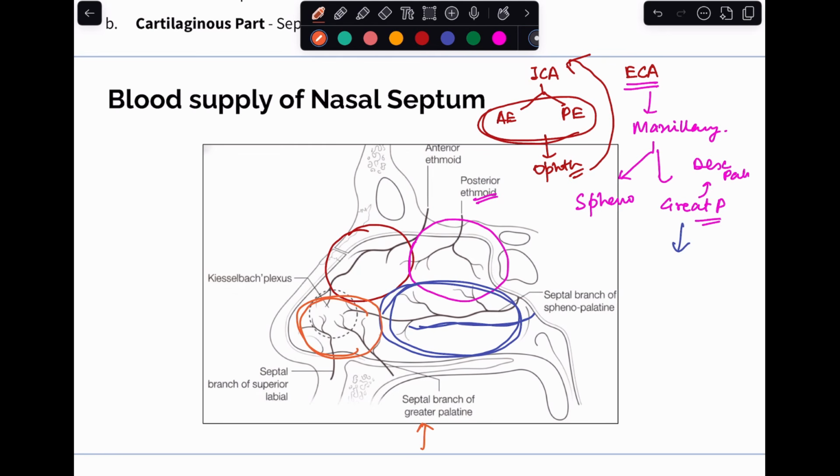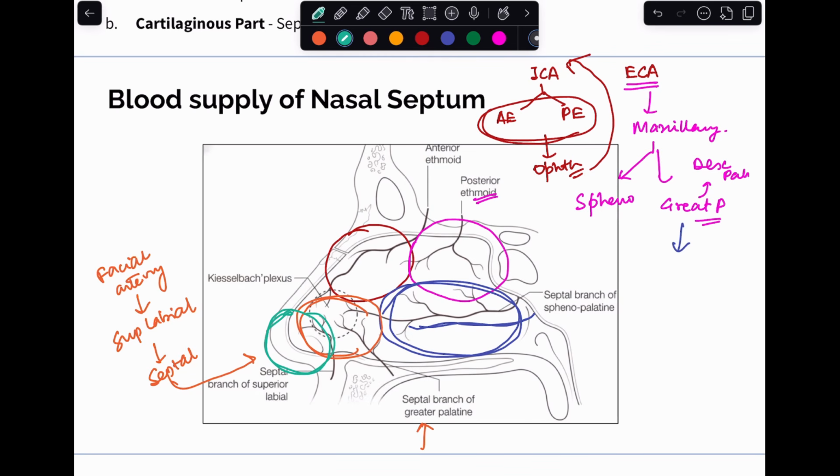Here you can see the septal branch of the greater palatine artery. And lastly, we have the facial artery, which is a branch coming from the external carotid artery. This facial artery gives off a superior labial artery. And from the superior labial artery, we have the septal branch which comes and supplies the caudal septum and the columella. So these are the 5 different arteries which supply the nasal septum.